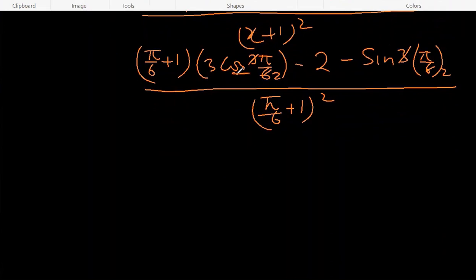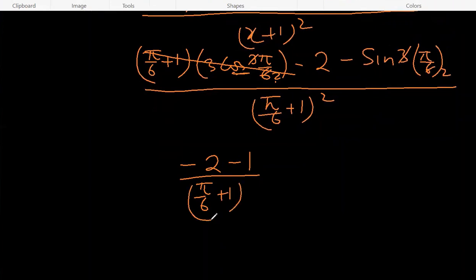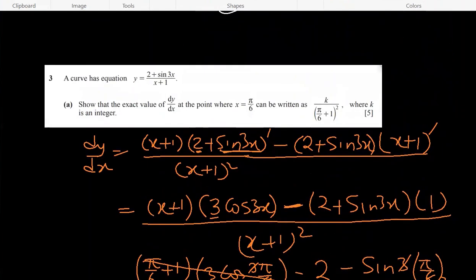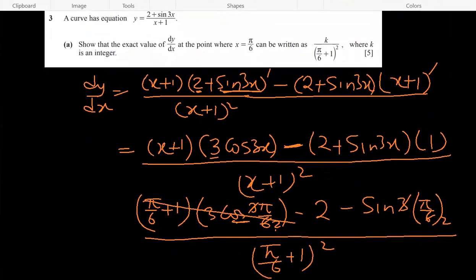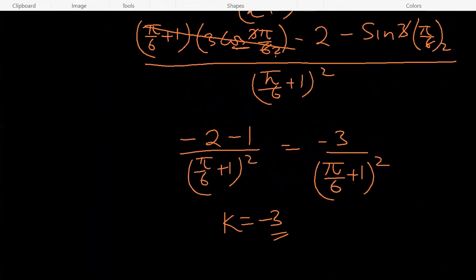Cos pi by 2 is 0. So this whole thing becomes 0. So we are left with this minus 2 minus sin pi by 2 is 1. All right. Pi by 6 plus 1 square, which is minus 3 over pi by 6 plus 1. And I think it is matching with the expression they had asked us, k over x plus 1, where k is an integer. So we got it.